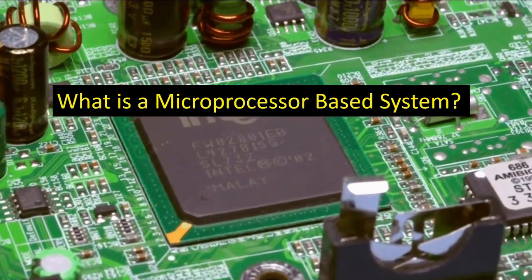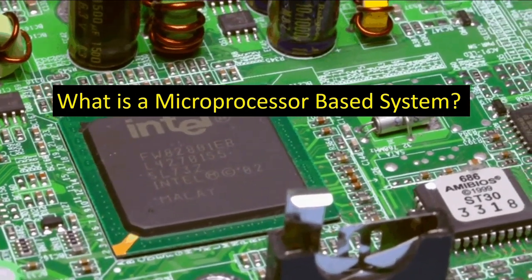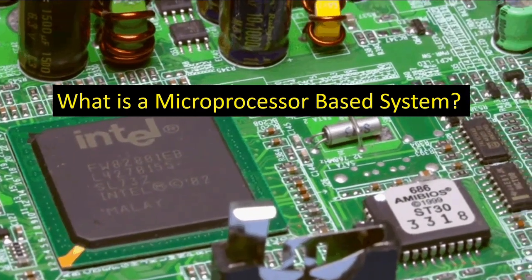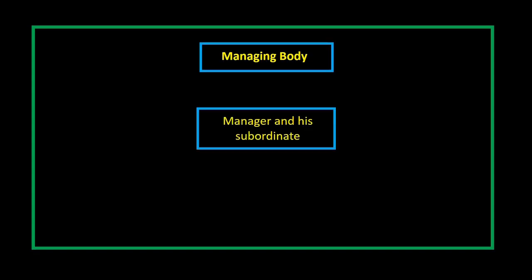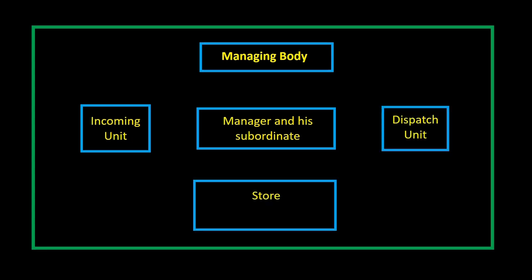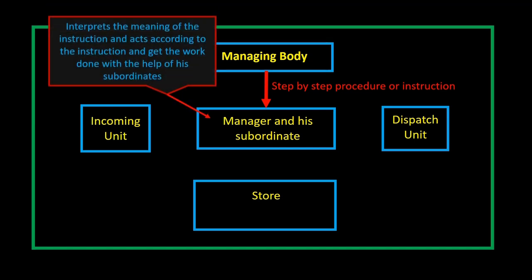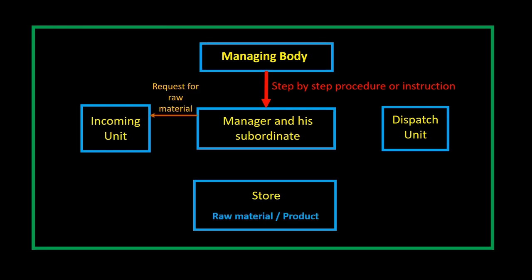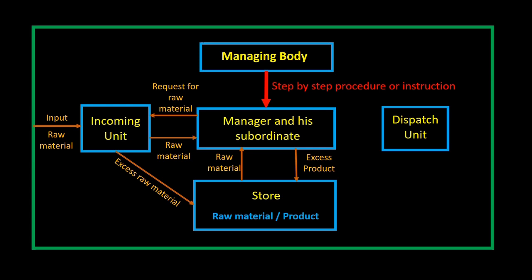As a part of introduction to the microprocessor-based system, I would like to share the philosophy behind this. Let us consider an analogy of a small organization. It consists of a managing body, a manager and his subordinates, an incoming unit and a dispatch unit. Here the managing body gives a step-by-step procedure to solve the problem or to implement the task. The manager interprets the step-by-step procedures and instructions given by the managing body and executes those with the help of his subordinates. The manager and his subordinates, who belong to the processing unit, can request raw material from stores. If raw material is not available in stores, the processing unit can request raw material from the incoming unit. After processing the raw material, the processing unit can either dispatch the product or keep it in stores.